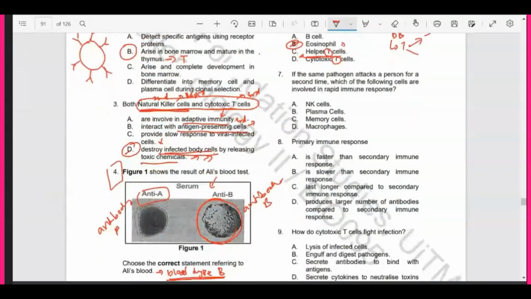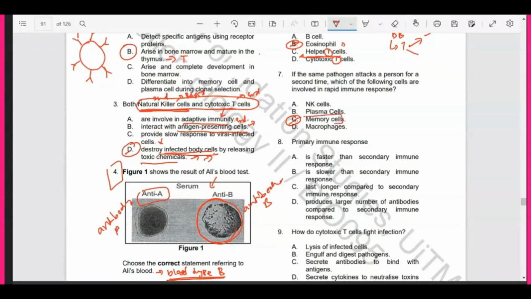Thank you, Shazliana. Next is number 7, Natasha. If the same pathogen attacks a person for a second time, which of the following cells are involved in rapid immune response? My answer is C, memory cell, because it already has the memory to attack the same pathogen in the future, for the second or subsequent infection by the same pathogen.